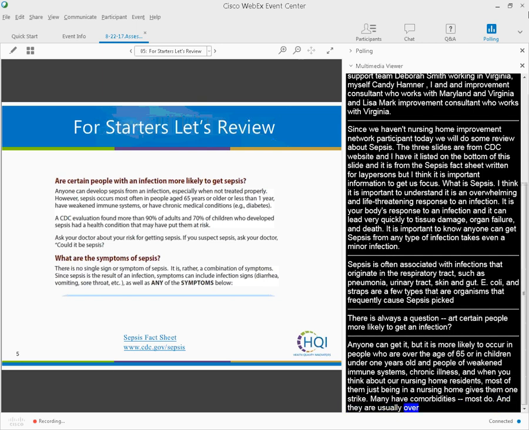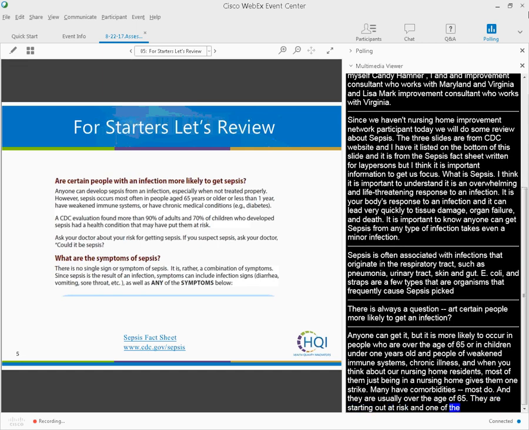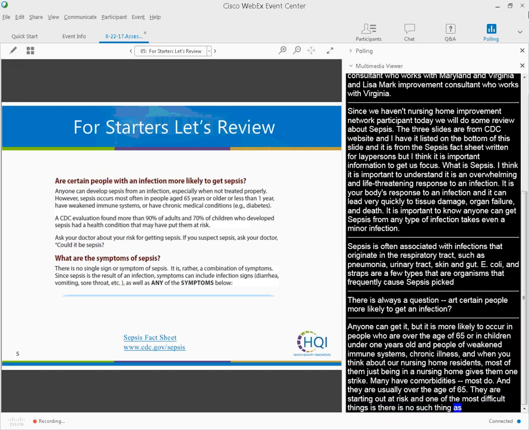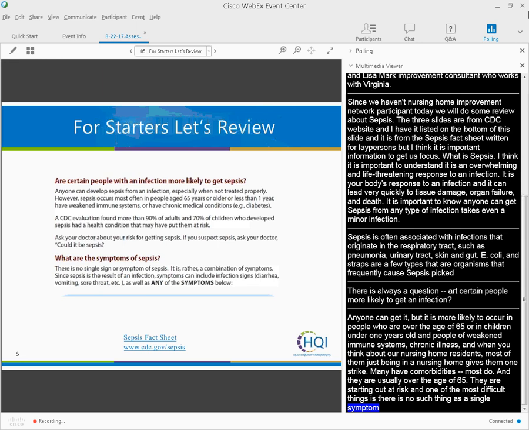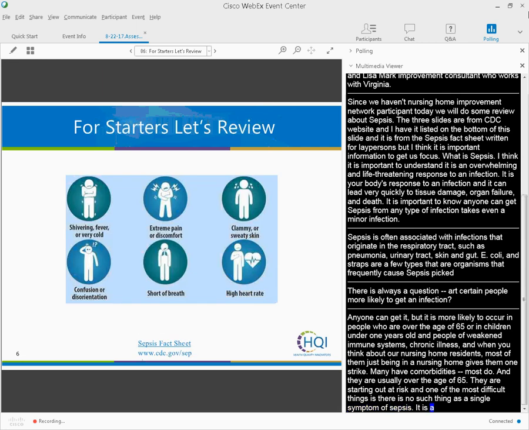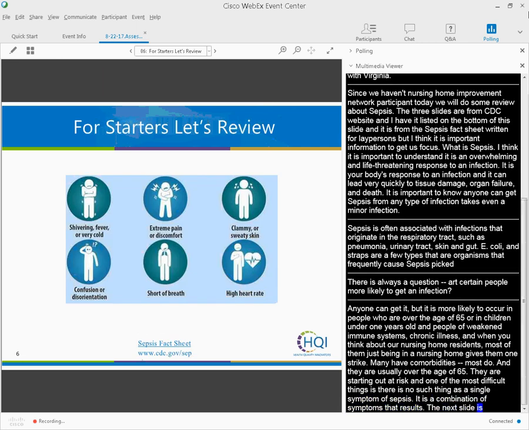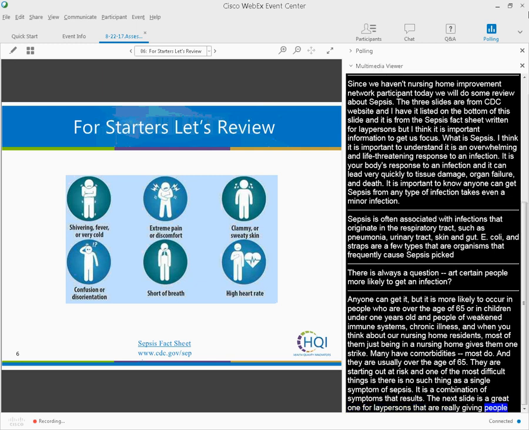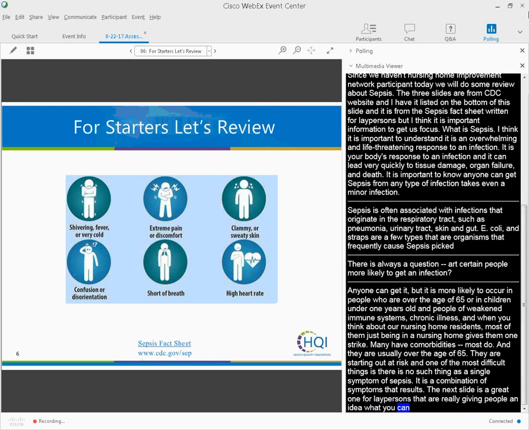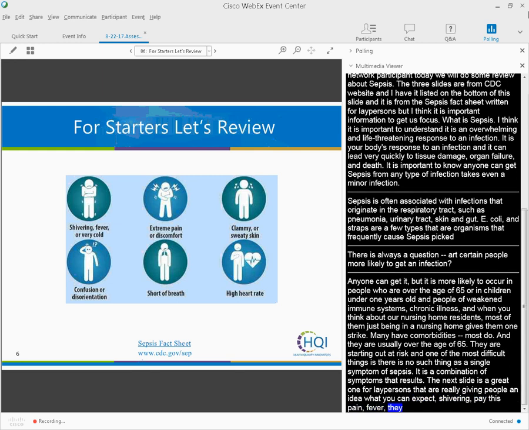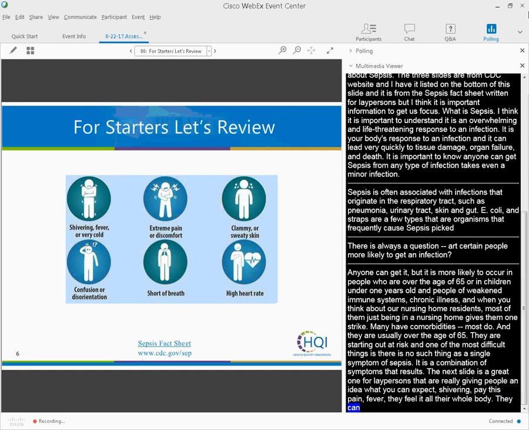One of the most difficult things is there's no such thing as a single symptom of sepsis. It's actually a combination of symptoms that result. And this next slide is a really great one for laypersons that gives people an idea what you can expect. The shivering from fever or cold, people have extreme pain. They often feel it all over their whole body. They can be clammy or sweaty, confusion, disorientation, frequently short of breath, and have a high heart rate.